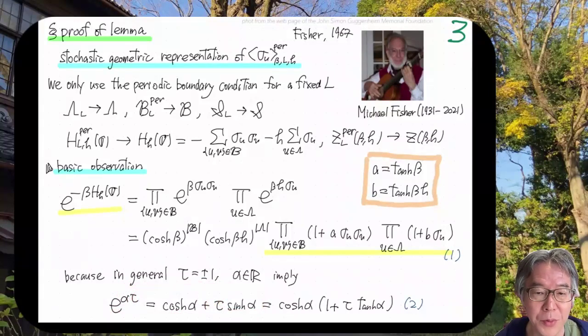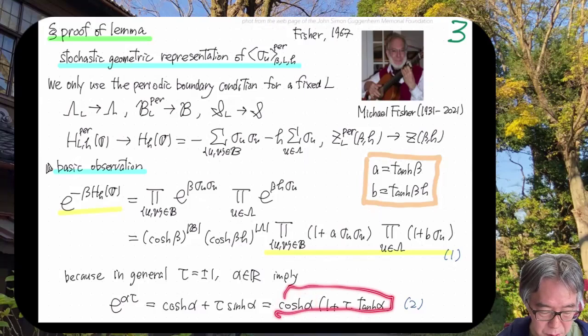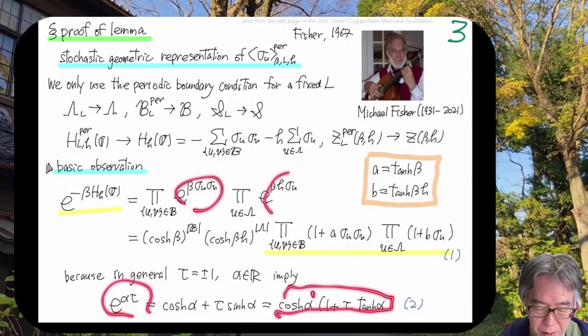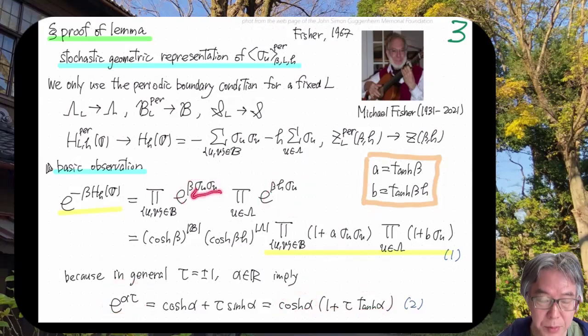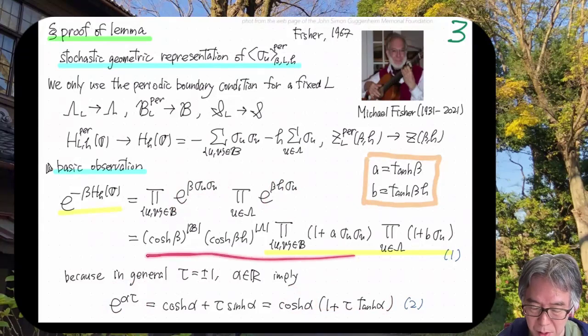It almost comes from the definition, and then you just rewrite it this way: hyperbolic cosine times 1 plus tau times hyperbolic tangent alpha. And then I just use this identity here and here. Because now in this case sigma is plus or minus 1, here I regard sigma as tau, and here I regard sigma as tau, to get this formula here.